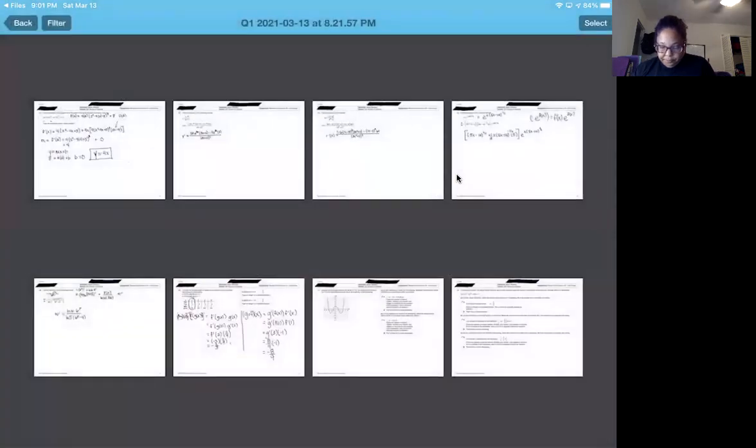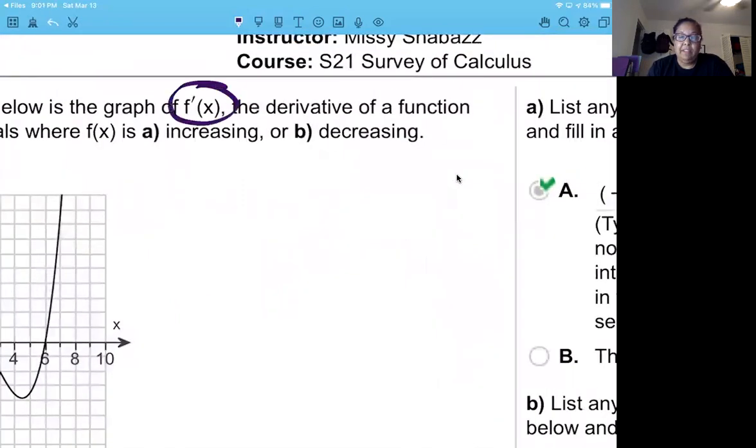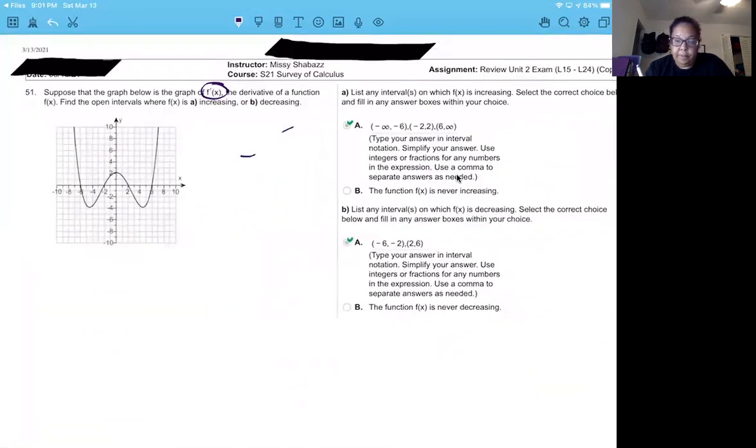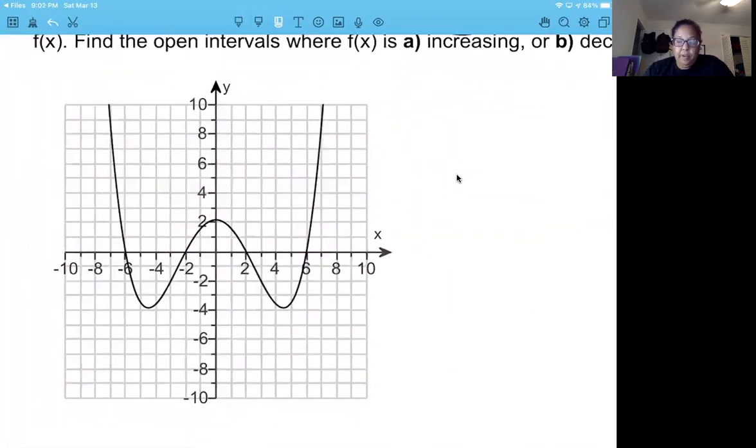Next question. It says, suppose that the graph below is the graph of f prime of x. All right, so f prime of x is not the graph of the function, it's the graph of the derivative. Find the open intervals where f of x is increasing or decreasing. So if I look at here at my graph of my derivative, anywhere it's above the x-axis is increasing, anywhere below the x-axis is decreasing.